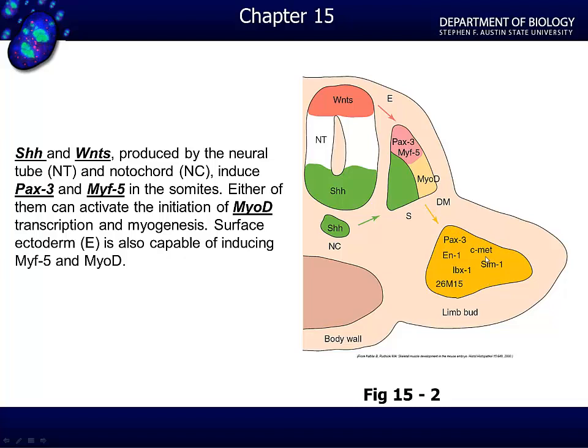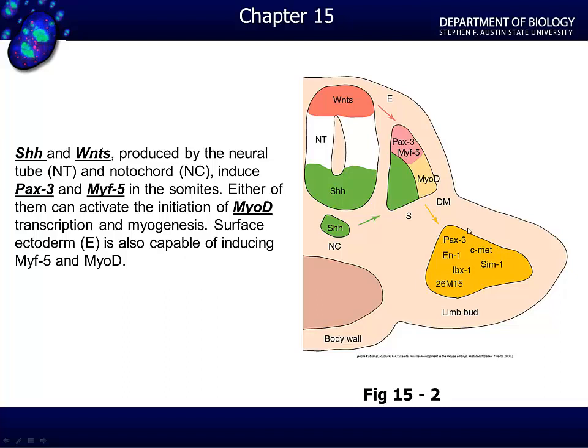And we'll talk more about limb bud formation in the last chapter we're going to cover, chapter 16. But we can continue to see the expression of PAX3. Another to mention here, and this is brand new, is c-Met. Apparently this transcription factor is going to be critical to change these muscle precursors from more stationary cells into migrating cells and allow them to migrate into the limb bud.